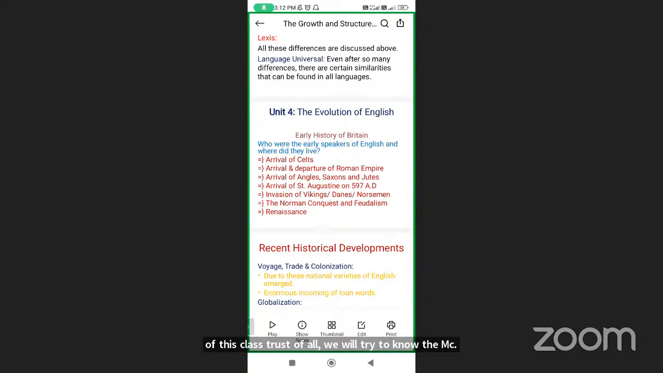That is in the 5th unit, evolution of English. No, sorry, it is already in the 4th unit also. So if we go to page number 43, there you will find the early history of Britain. Once we discuss it, we will go to the tree diagram of Indo-European languages, from where we actually have this particular English language.